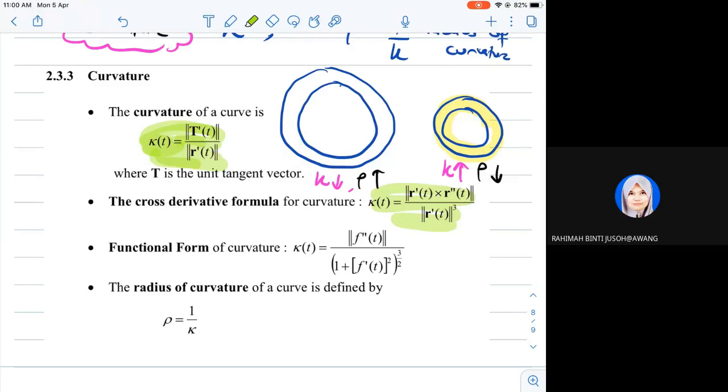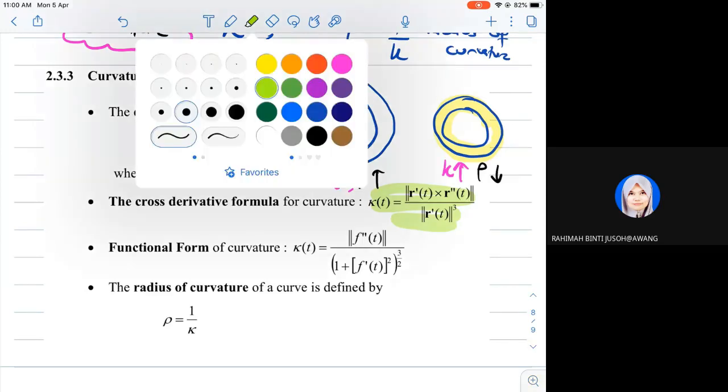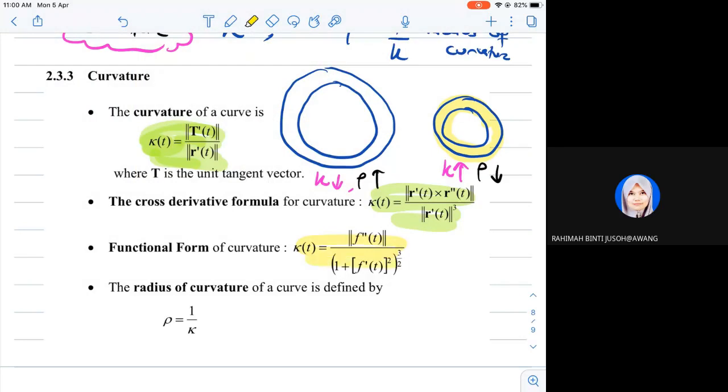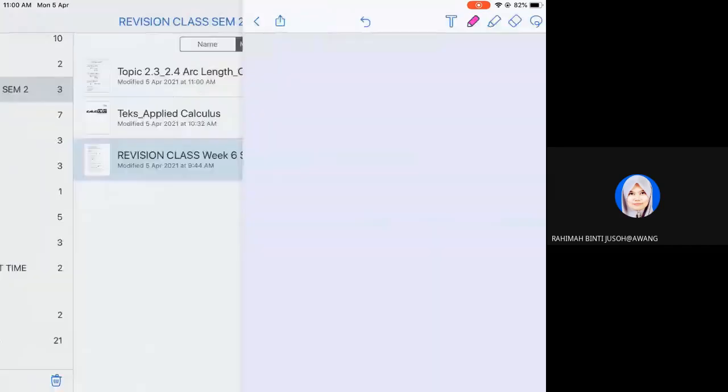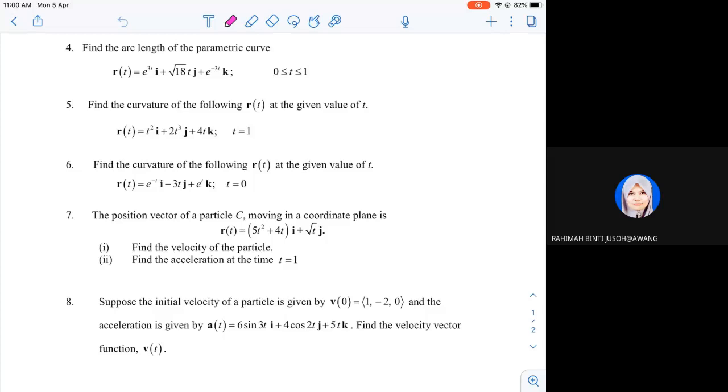Okay, formula yang ketiga ni pula, ni special sikit. Formula ketiga ni kalau you ada kes-kes yang melibatkan y dengan x, dia melibatkan y equals to x squared ke macam tu, dia ada function y lah senang cakap. So better guna formula yang ketiga ni, yang warna yellow ni. Okay, so now jom kita tengok soalan revision untuk curvature, question number 5.